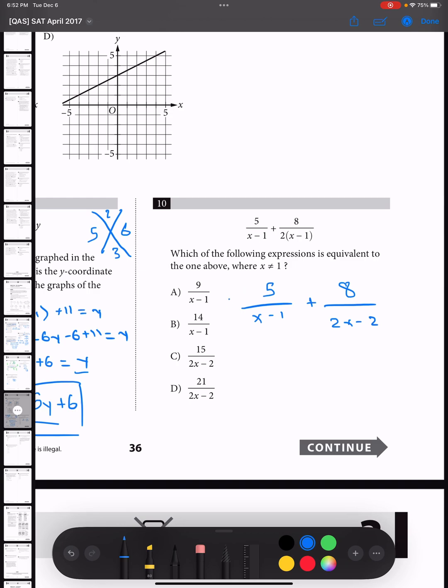5 over x minus 1 plus 8 over 2x minus 2. So that means I'm going to multiply this fraction by 2, giving us 10 over 2x minus 2, plus 8 over 2x minus 2. So now we get 18 over 2x minus 2. I'm going to divide everything by 2 to simplify it, giving us 9 over x minus 1. So our answer should be A.